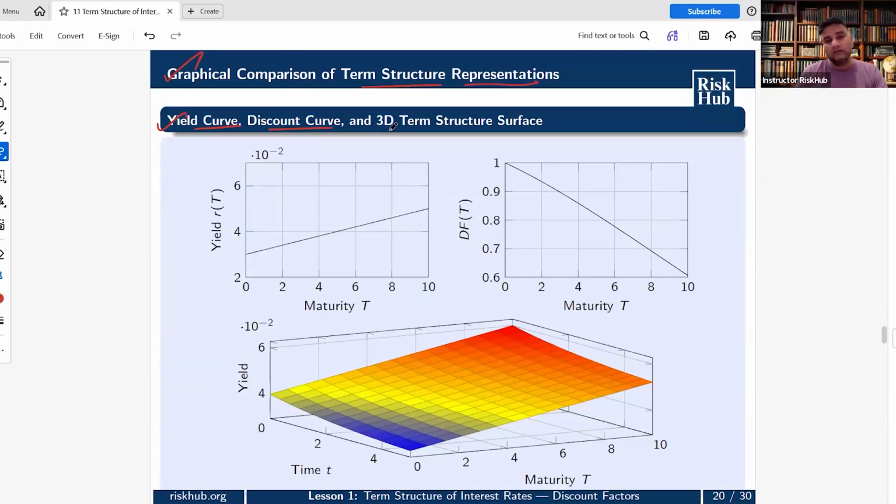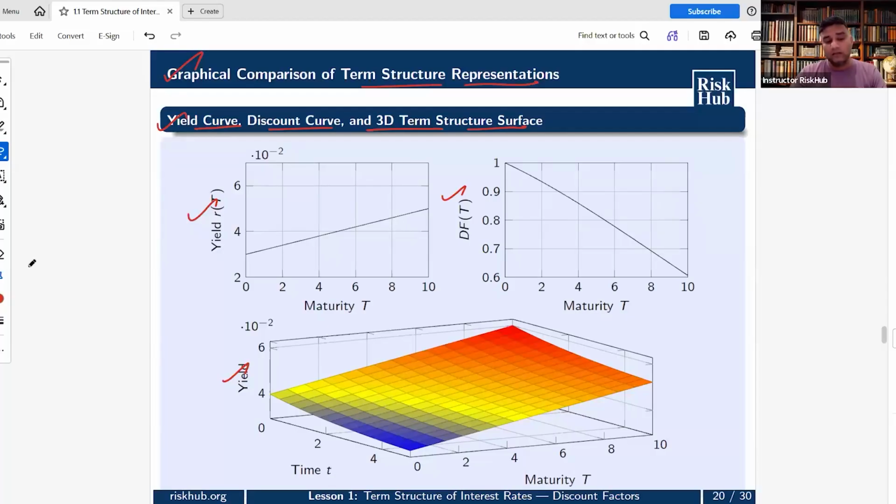Yield curve, discount curve, and 3D term structure surfaces. The yield curve is given, DF(T) is given, the yield is given, right? So what's on the slide? Three panels, no formula. Top left panel: horizontal axis maturity T from 0 to 10 years, vertical axis yield R(T) from 0.02 to 0.06, in units of 10 to the minus 2. The line rises from about 3% to about 5%. The picture shows a normal upward sloping curve.